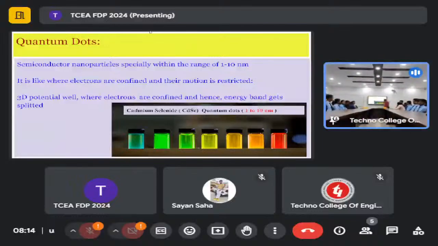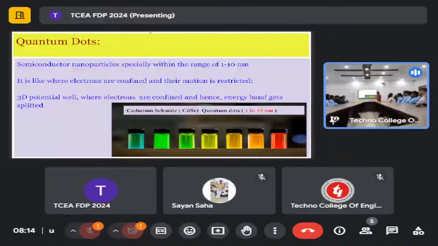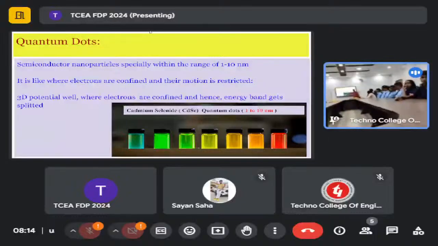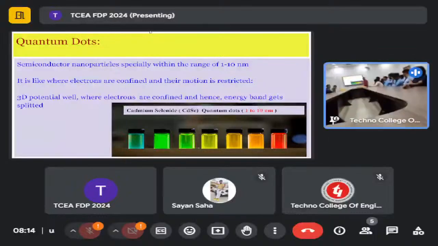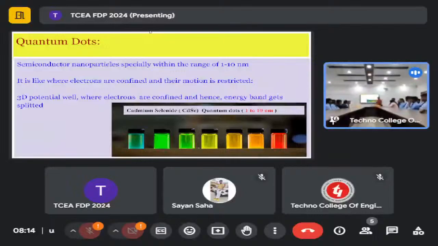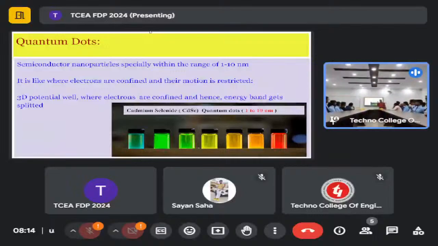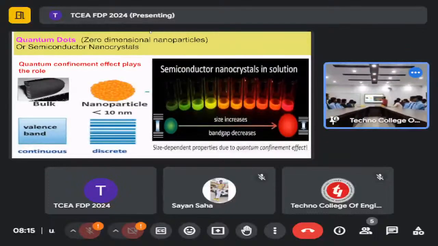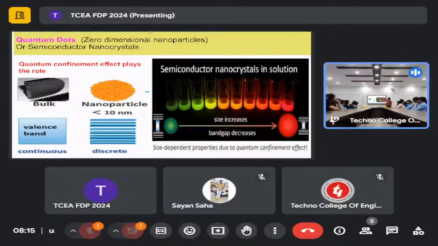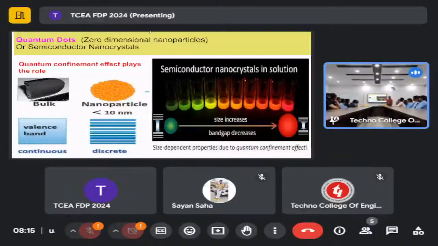In the next slide, see, this is the cadmium selenide semiconductor nanoparticles in the range of 1 to 10 nanometers. The beautiful color is actually displayed by the nanoparticles because of the size confinement, because of the splitting of the energy levels. Now, quantum dots, again I want to tell you about that. They are zero-dimensional nanoparticles and they are semiconductor nanocrystals.